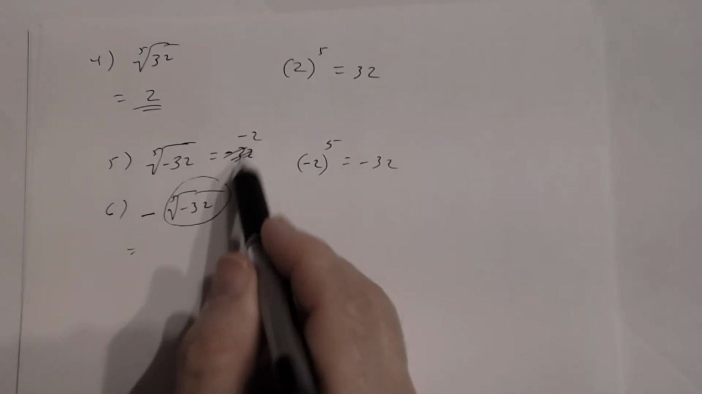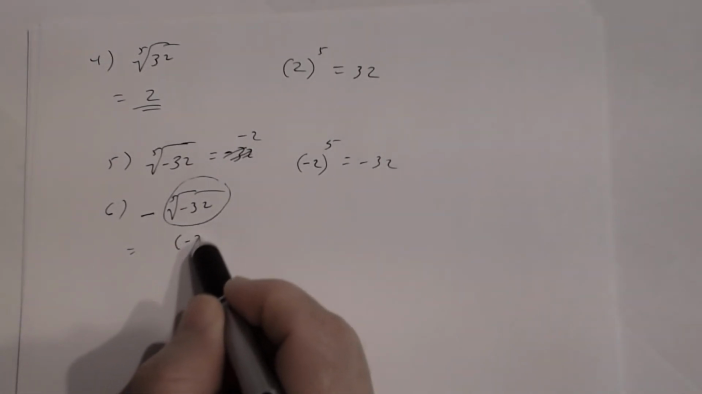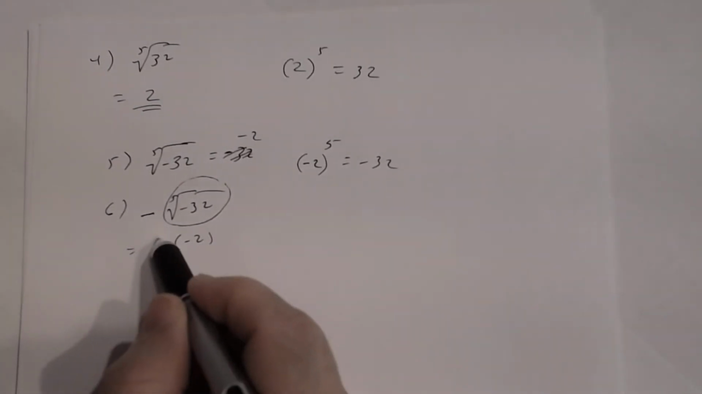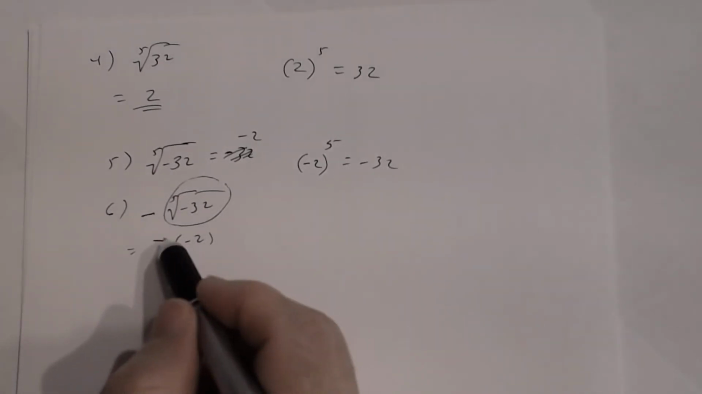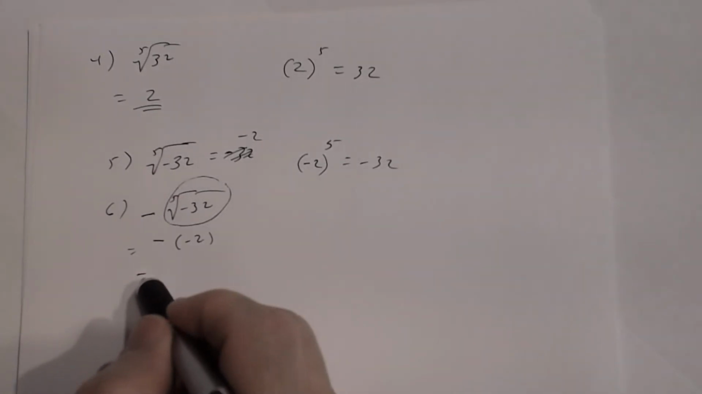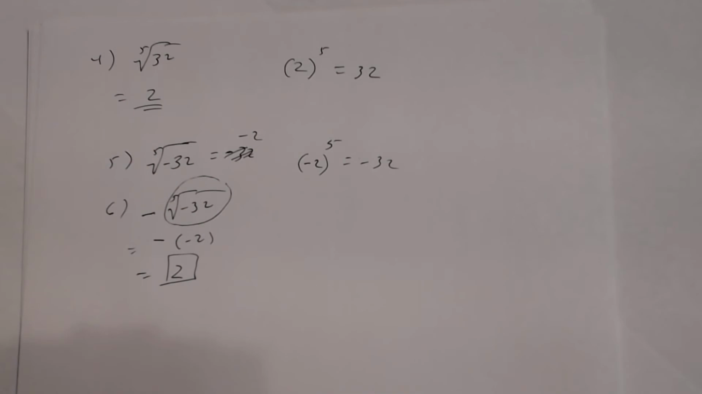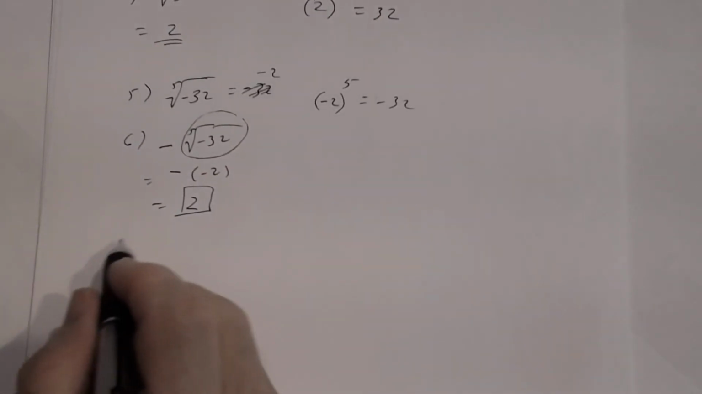So we already found that part. That's negative 2, correct? And so remember what that means? This means the opposite of a negative 2. So what's the opposite of a negative 2? Positive 2.